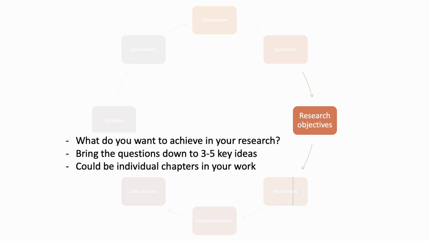The research objectives are basically what do we want to achieve in our research? The questions that we had, the brainstorm that we had from before, the thousands and thousands of possible questions, can be brought down to 3 to 5 key ideas. What is it that we actually want to work out or find out in this research? These could be individual chapters in your work. So for a PhD, it is common to have one key idea or one research objective per chapter. But if these research objectives are fairly similar, it is also possible to have these in a single experiment where we are investigating several objectives in one step.